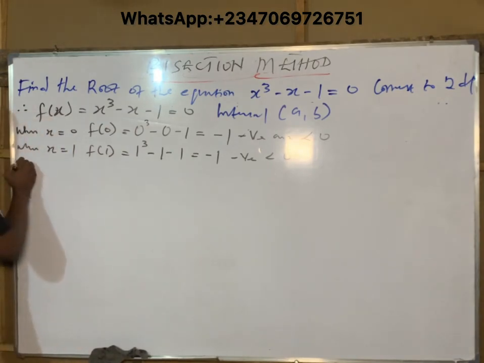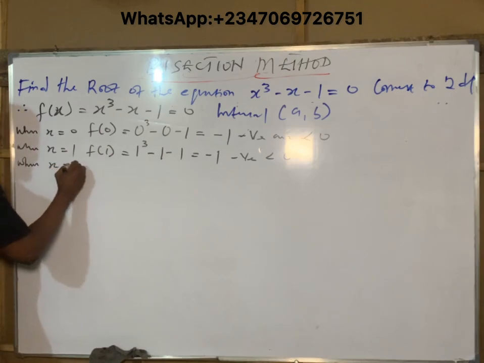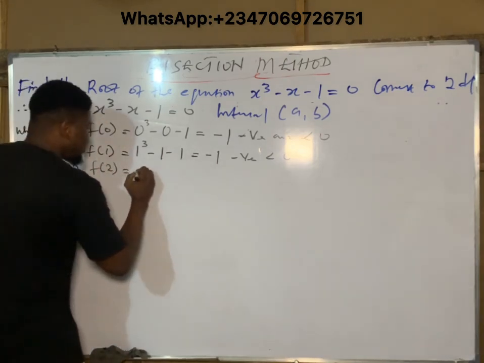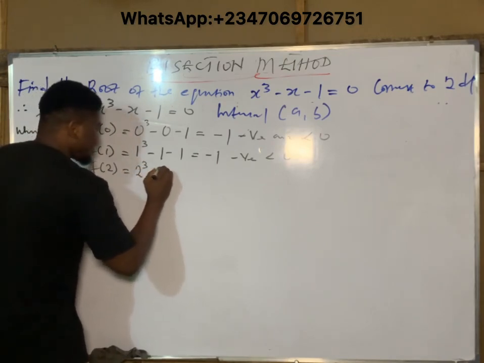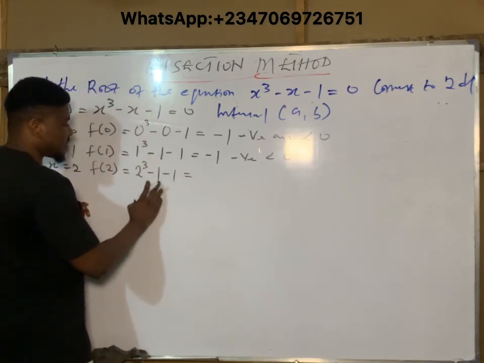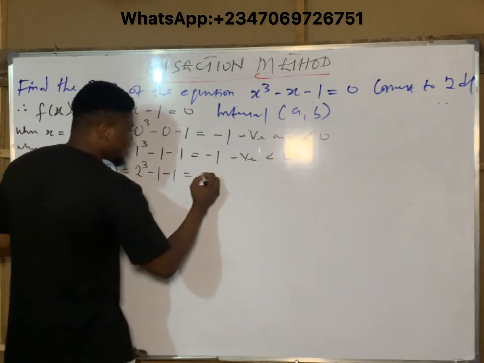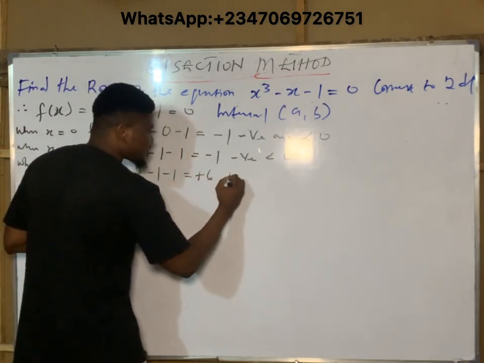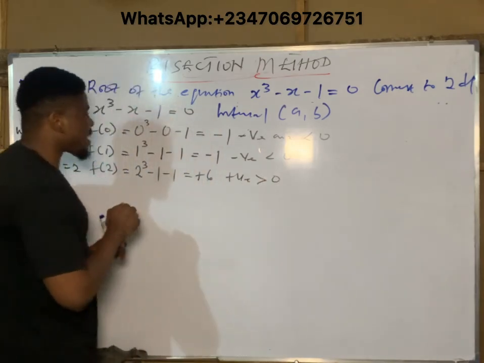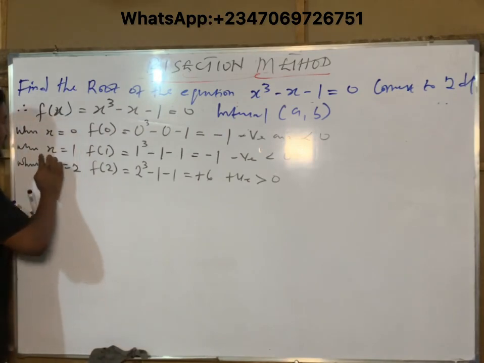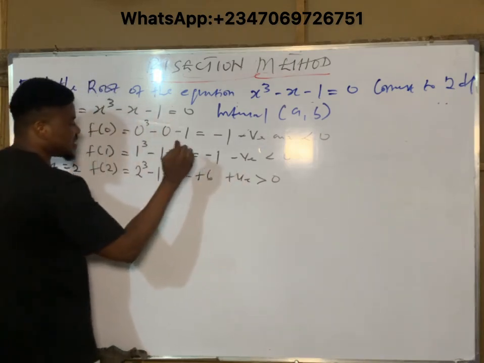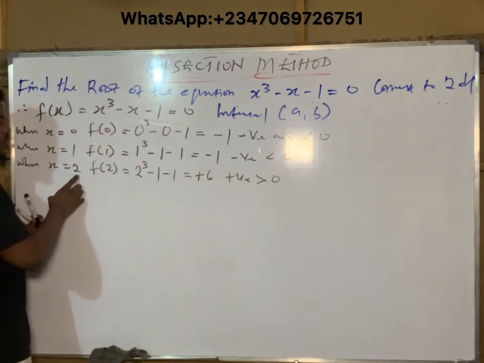Now we consider when x is equal to 2. So our f of 2 becomes 2 to the power of 3 minus 2 minus 1. And this will give us 2 to the power of 3 is 8. 8 minus 2 is 6. 6 minus 1 is 5. So this is positive, and it is greater than 0. So since now we have a value that when we plugged in x as 1, the function was negative, and it changed directly into positive when we considered x to be equal to 2.